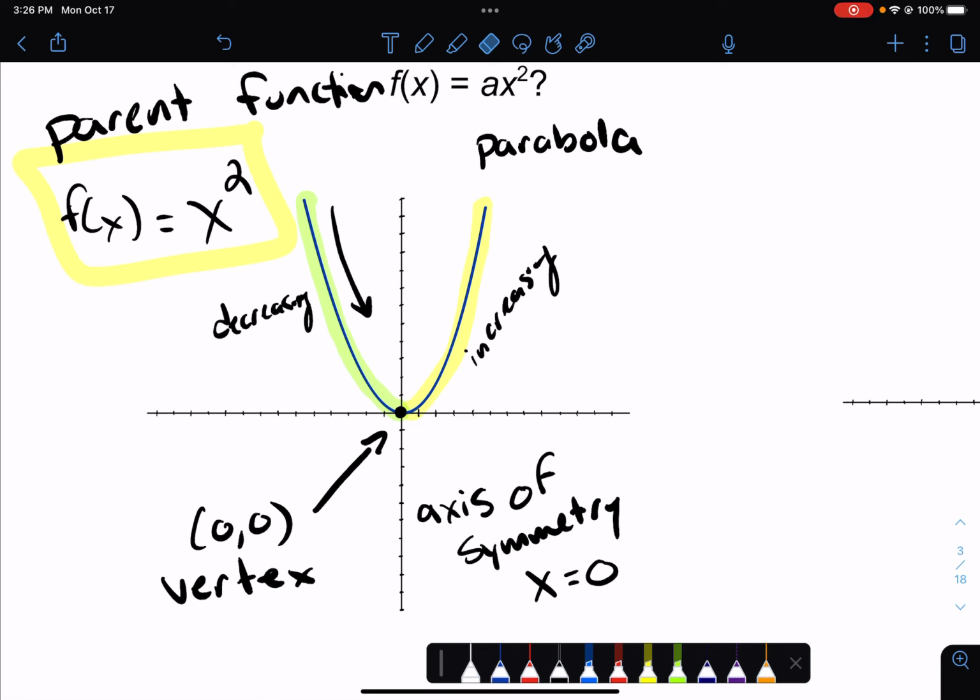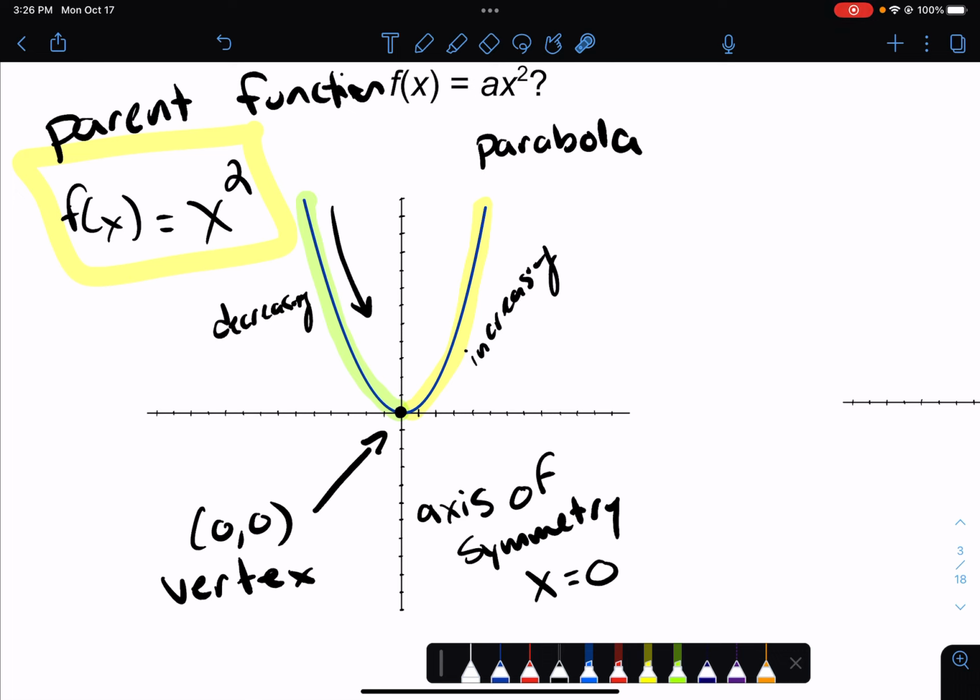So the highlights: the parent function, the vertex is right here at 0, 0. It's shaped like a U. It's called a parabola. And it has this axis of symmetry, this imaginary line that goes straight up and down the middle. And that line we would call x equals 0 in this example.